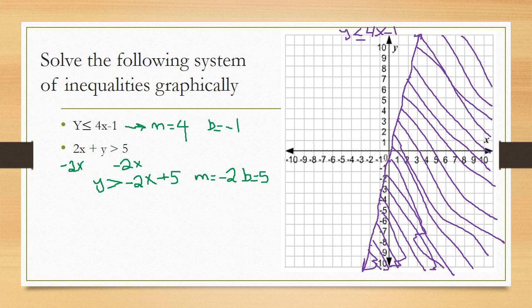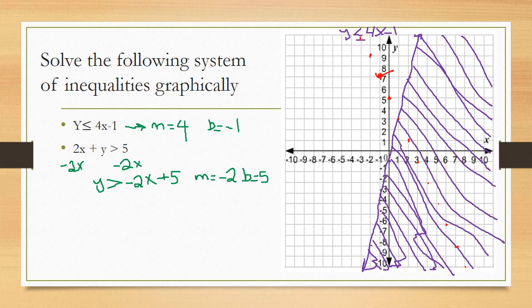Now let's graph the second inequality. I'm going to use the red color. It starts at 5, that's the y-intercept. I'm using the slope to graph another point: going down 2, 1 to the right, and repeating that. And I'm doing the opposite on the other side: 2 up, 1 to the left, and repeating.